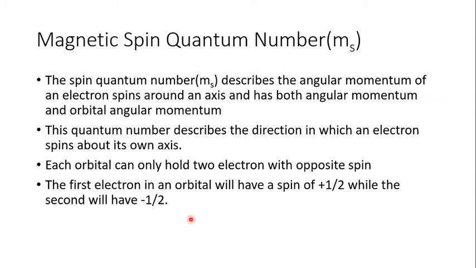The intrinsic angular momentum of an electron is known as electron spin. The first electron in an orbital will have a spin of plus 1 by 2, while the second will have minus 1 by 2. This implies that they have opposite spin. Is it clear?